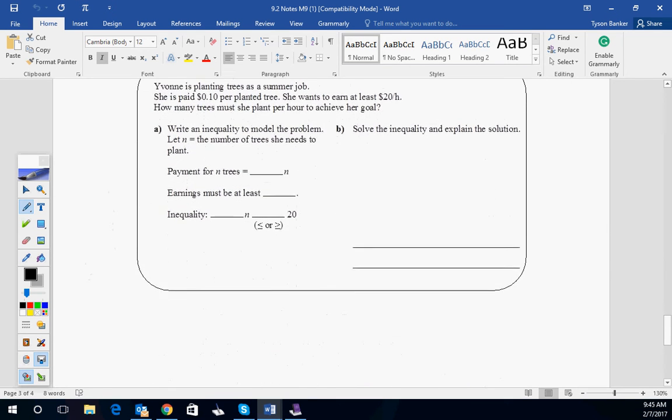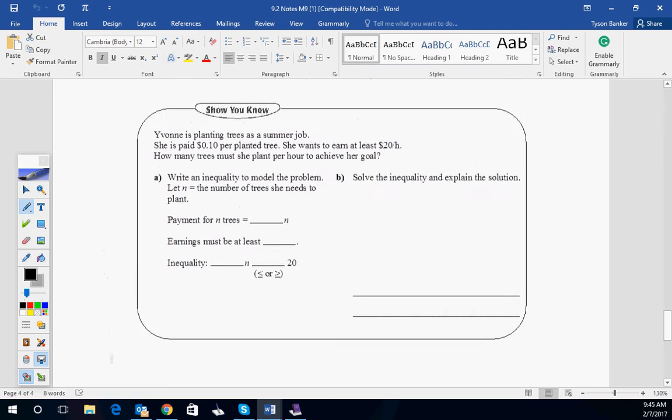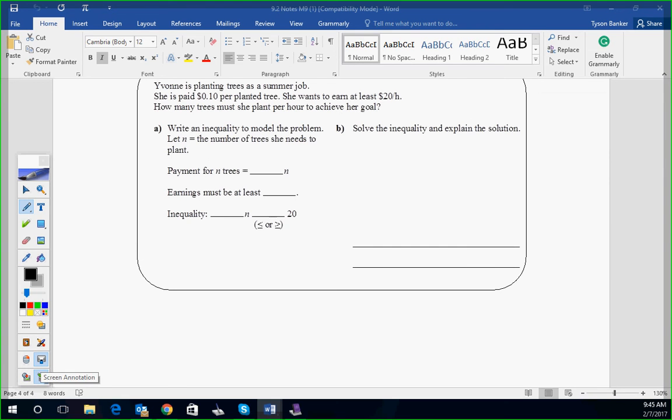Okay, so, all right, here we go. Last one here. Okay, so Yvonne is planting trees for a summer job. She is paid 10 cents per planted tree. She wants to earn at least $20 an hour. How many trees must she plant per hour to achieve her goal? Write an inequality to model the problem. Let n be the number of trees she needs to plant. Payment for n trees equals n. Earnings must be at least what?